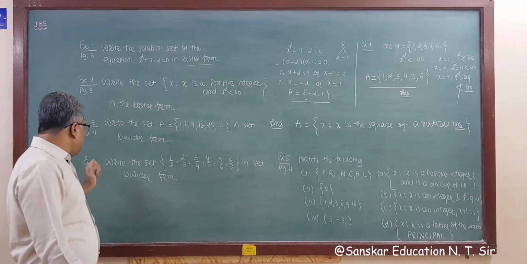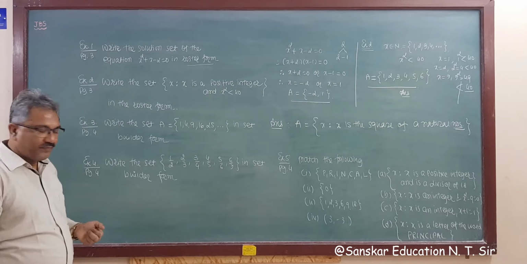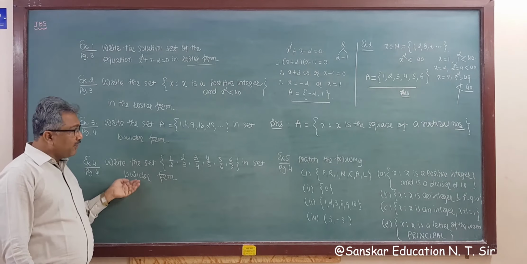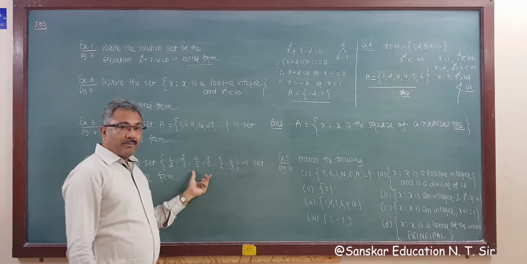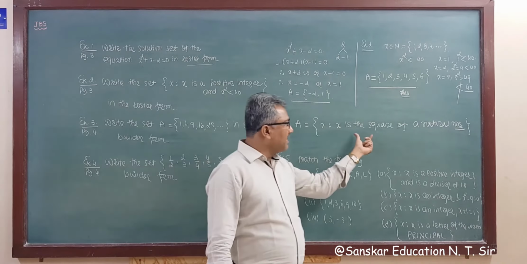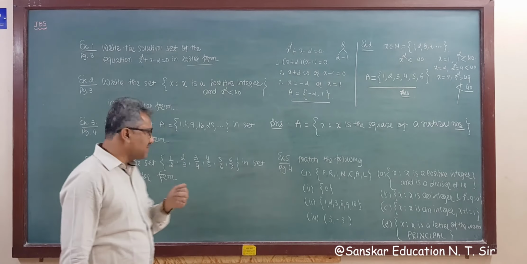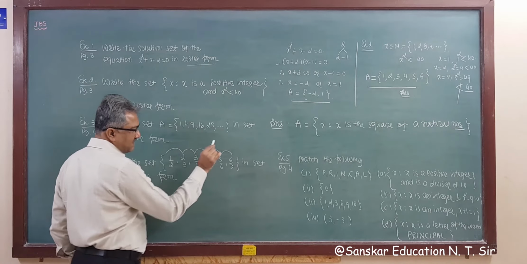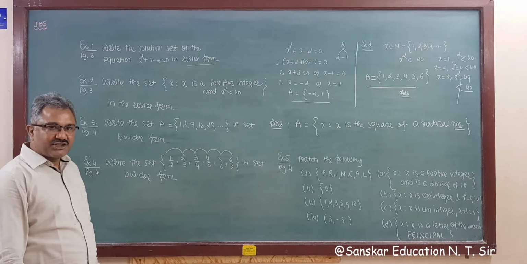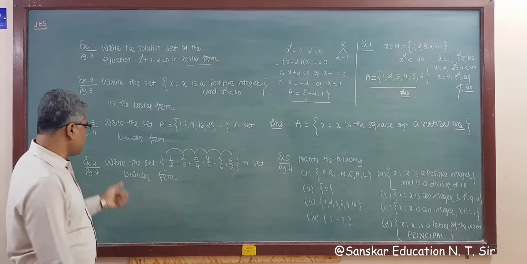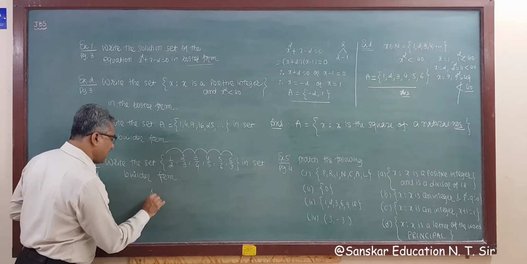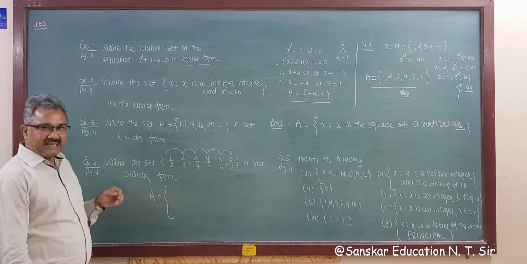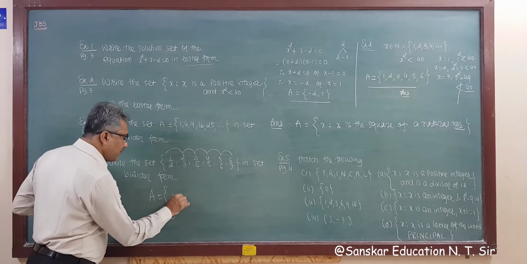So next question, example number 4. Write this set also in set builder form. So we have to express this set by some property of the set. Now see here, this is 1, 2, 3, 4, 5, 6. So these are the first 6 natural numbers, right? So suppose we say that this is set A, then this set A is equal to {x. Now what is x?